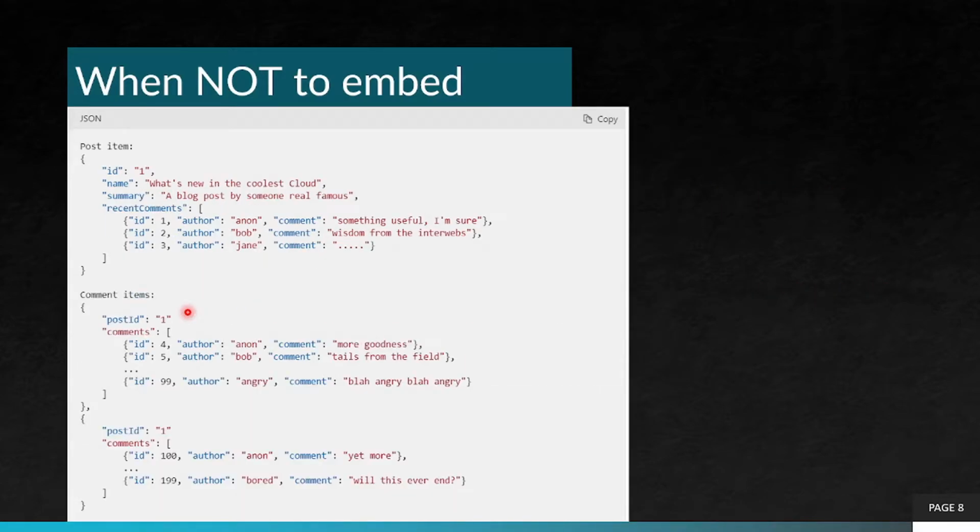What you do is a kind of compromise: you would store the first three comments, and then you would have a separate entity called comment items, in which you would hold chunks of 100 comments together, as it is shown here. Here the recent comments are three, and then there is a separate entity called comment which holds the chunk of 100 comments together.